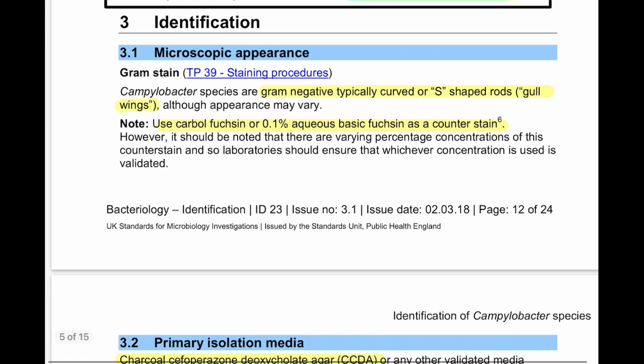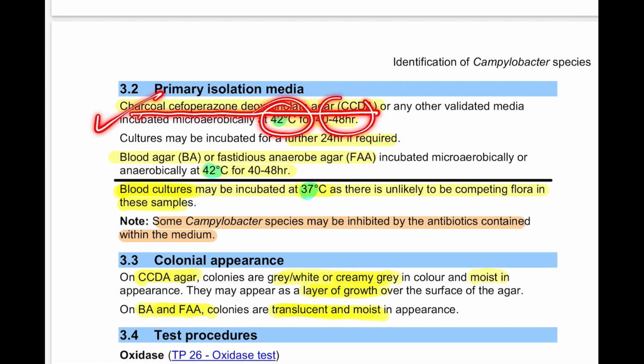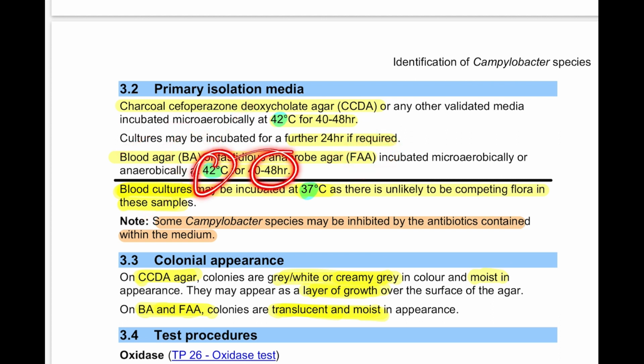So for identification based on gram stain, now we know it is a curved or S-shaped or gull wing shaped bacteria. We have to use carbol fuchsin, aqueous basic fuchsin or safranin for 10 minutes for that. We use CCDA, charcoal cefoperazone deoxycholate agar, at 42 degrees for 48 hours, as well as blood agar or fastidious anaerobic agar for 42 degrees and 48 hours.